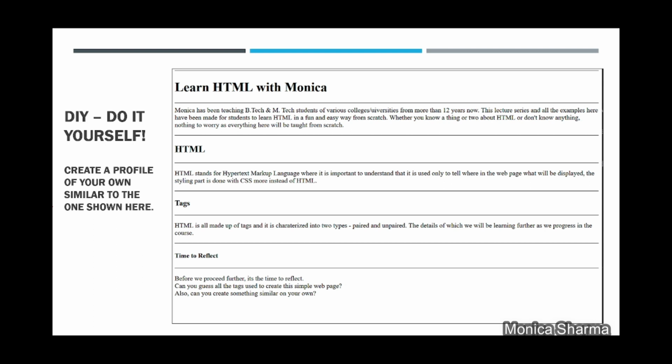This is what you have to do or you should try doing it. So what you see here, learn HTML with Monica and then there is some text written, then there is some heading tag given, then there's some further text written, and so on. This is a very simple and basic design that you can do yourself. Experiment with all the tags that you have learned so far. Use all those tags, create your own profile similar to the one that you are seeing on the screen, and see how much you have understood all these tags and how they display on the browser window.